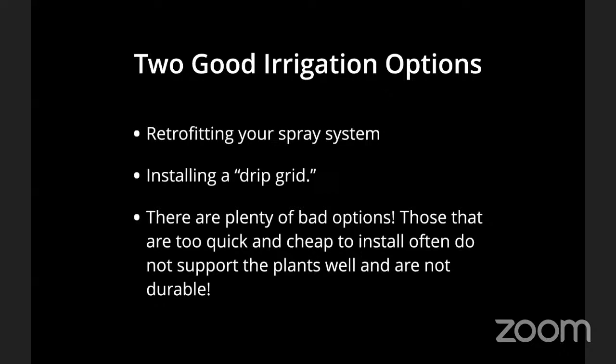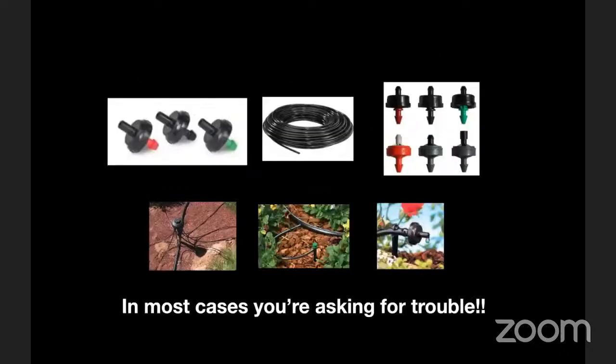And so their options are retrofitting your spray system, which is what I did in my front yard, or installing a drip grid. There's also plenty of bad options. So what a lot of people end up doing, because it's sold at the local hardware store and it's cheap and easy to put in, is drip irrigation like this, where there's a wider tube and then this little, what's called spaghetti tube, 1/4 inch tube, and then these little buttons. And there's 1 or 2 of these that drip things out next to each plant.